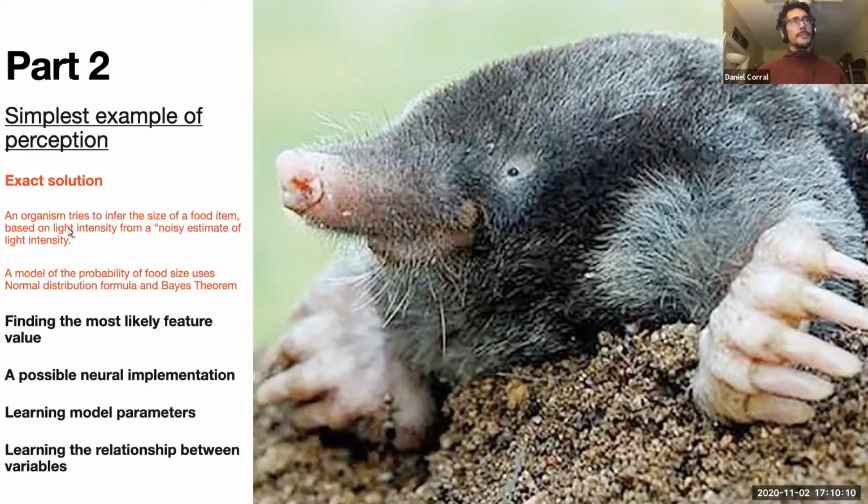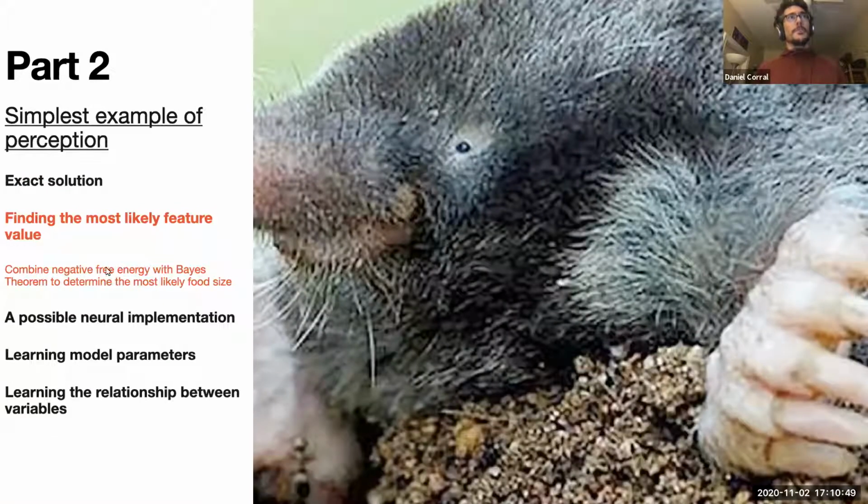He gives this example of an organism trying to infer the size of a food item based on a noisy estimate of light intensity. So this organism that has maybe poor eyesight sees a light intensity and tries to see how big the food is in that direction. I'm not going to go into any of the formulas he uses, but this model uses the normal distribution formula and Bayes' theorem, which other people have talked about as well. And then we want to find the most likely feature value, which we start to incorporate free energy and negative free energy to determine the most likely food size. And in the formulas, it's represented by phi, this Greek symbol.